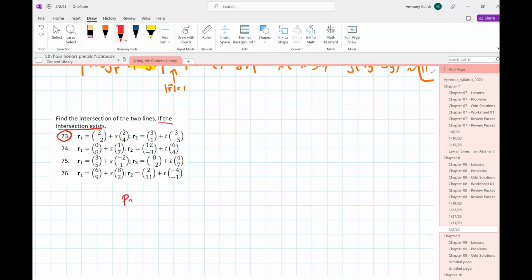So the first thing I'm going to check is if we're parallel or coinciding. To do that, I'm going to take the slope vectors and see if one slope vector is a scalar multiple of the other slope vector.